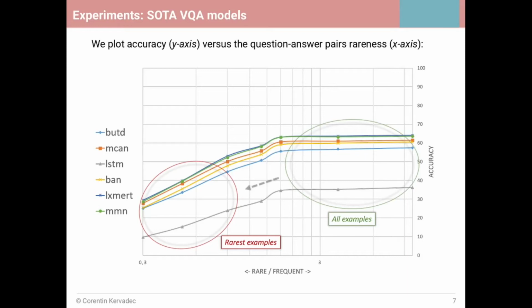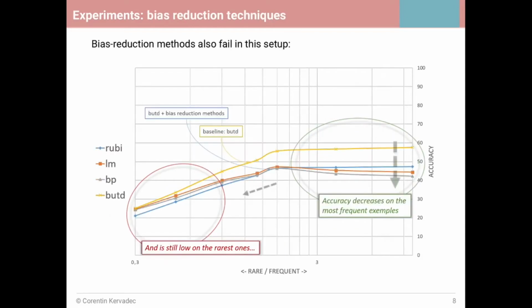In particular, if we look at the tail accuracy as a function of rarity in this graph, we measure that accuracy dramatically decreases on the rarest examples. Surprisingly and paradoxically, we observe the same results with bias reduction methods specifically designed for VQA.